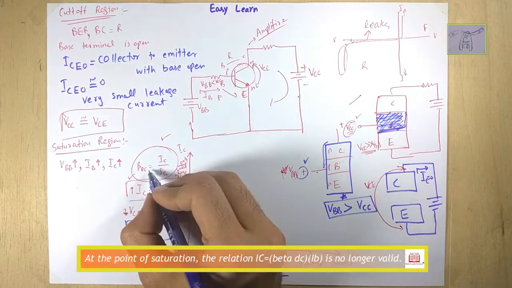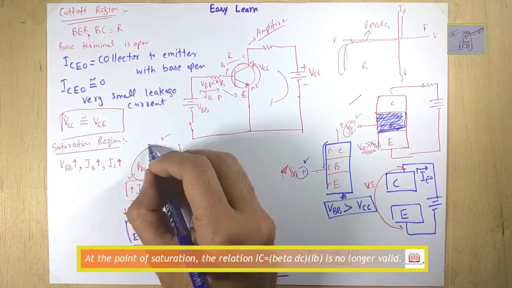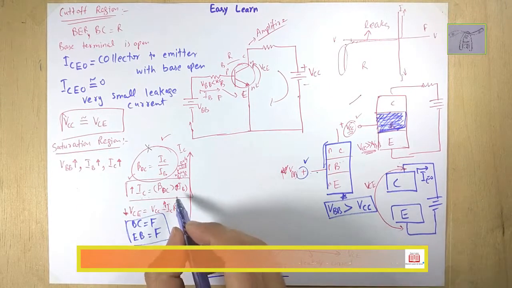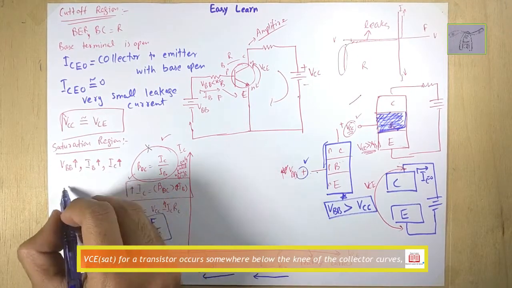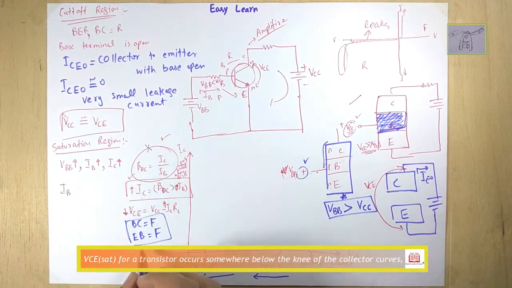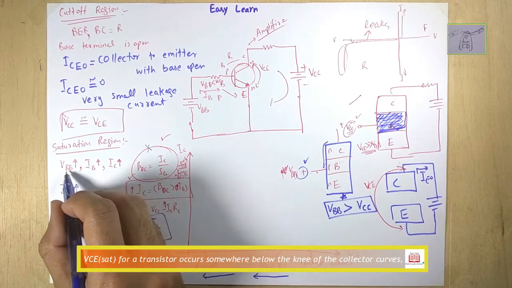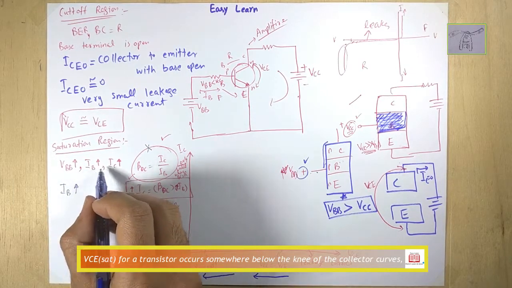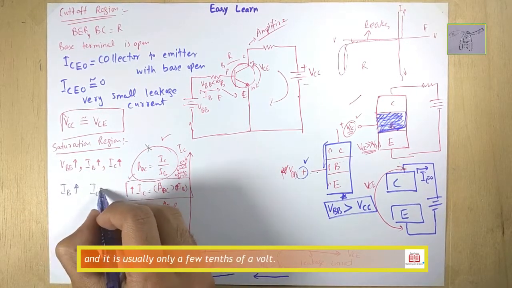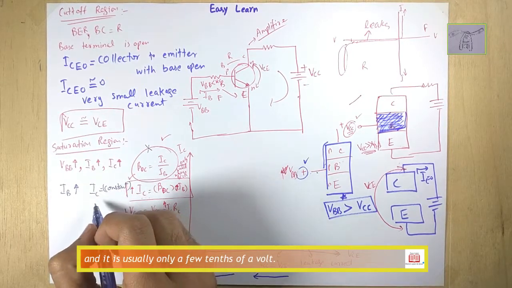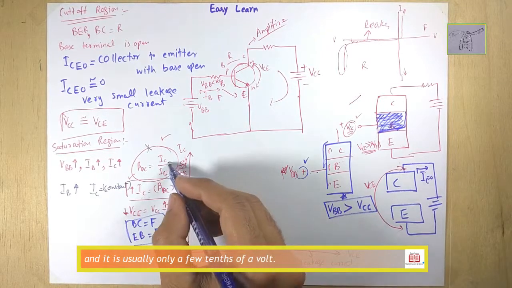And remember that at this state this formula is not valid. When this happens, this formula doesn't hold. Remember that if we still increase IB, after the situation when both junctions become forward biased, if we still increase IB, VBB increases, IB increases, then IC stays constant and does not increase further. Why? Because this formula is not valid.